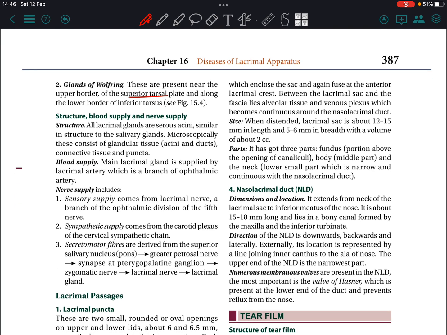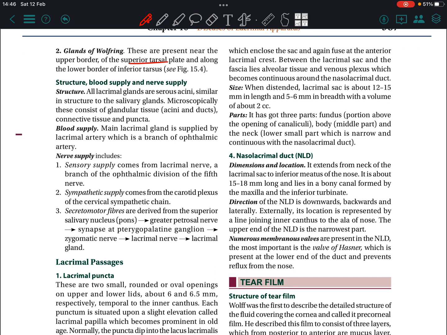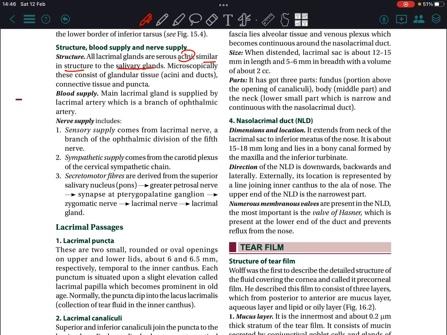Structure, blood supply and nerve supply. Structure: all lacrimal glands are serous acini, similar in structure to salivary glands. Microscopically, these consist of glandular tissue, connective tissue and ducts. Blood supply: the major blood supply is from the ophthalmic artery.